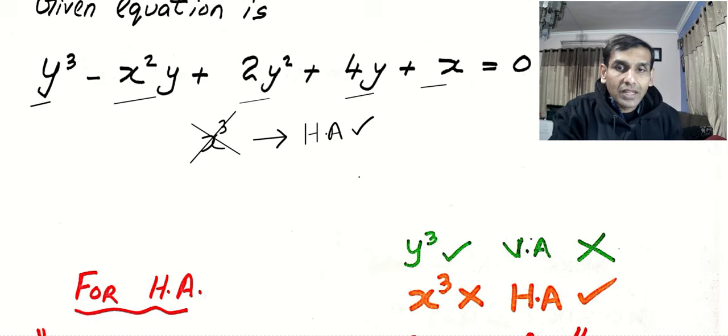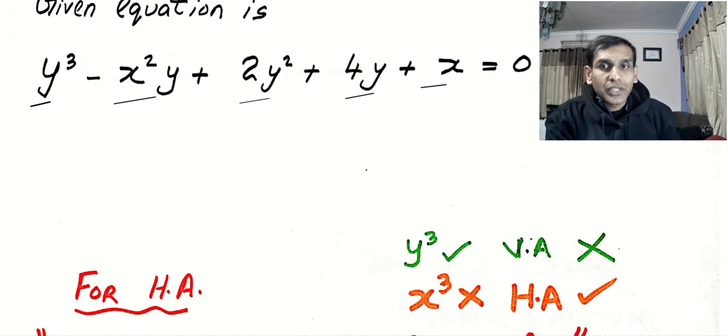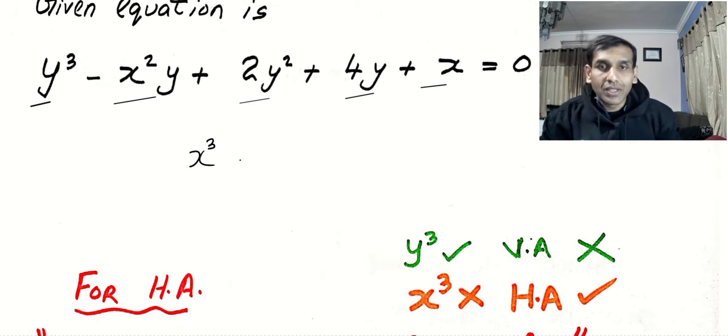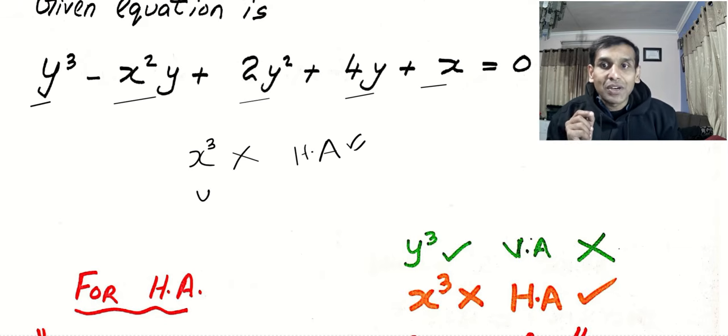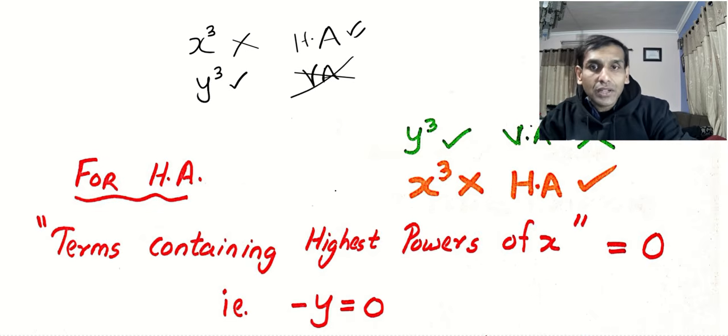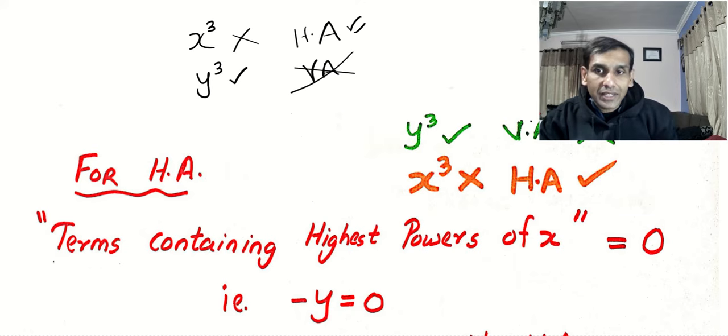Once more, let me tell you the procedure. You scan the equation term by term. If you see x cube, be very happy because you don't have to calculate the horizontal asymptote. But I cannot see it, so you have to calculate the horizontal asymptote. But y cube is present. That means I don't have to calculate the vertical asymptote. And the method to calculate the horizontal asymptote I have written here.